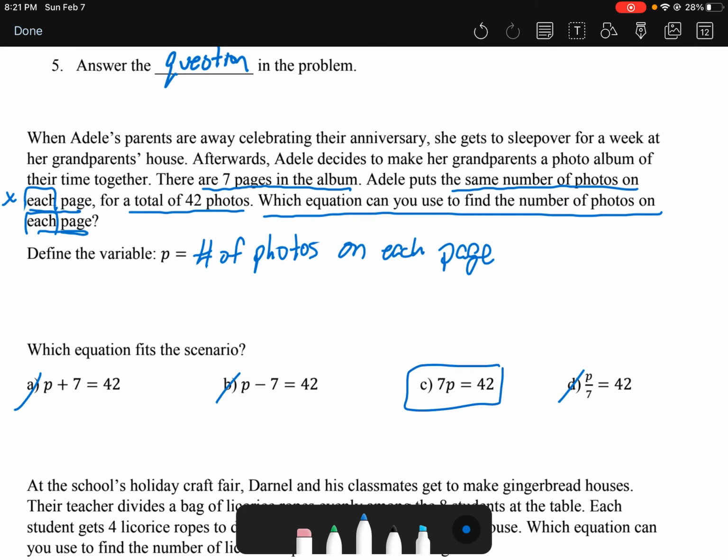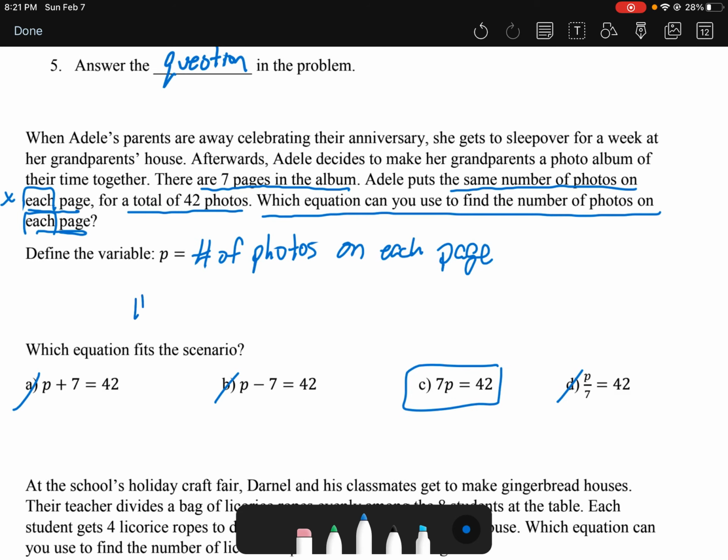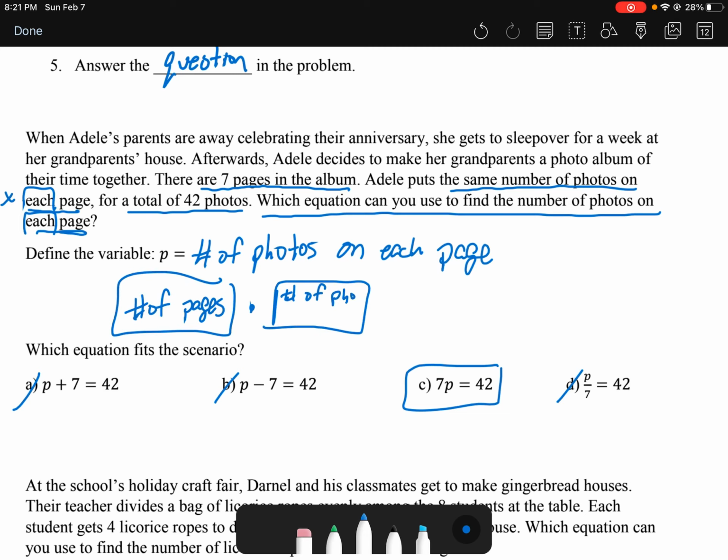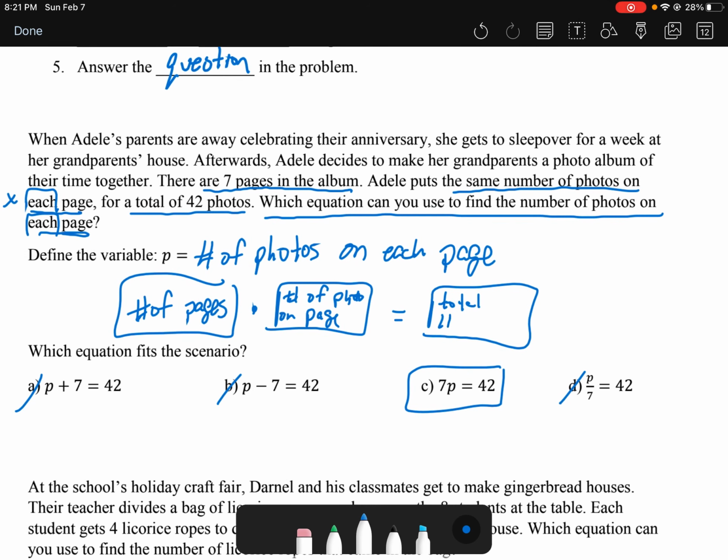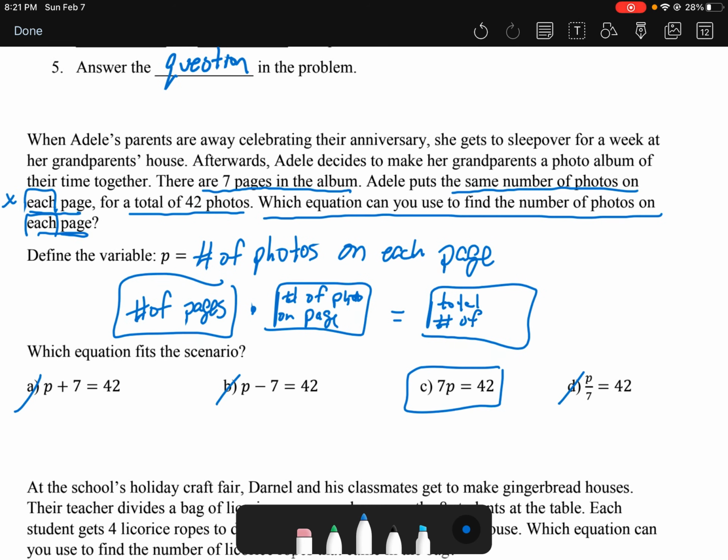And just to run that through, look at the story. If I take the number of pages and multiply it by the number of photos on each page, that should equal the total number of photos. That makes sense. All right, and we answered our question. That's pretty good.